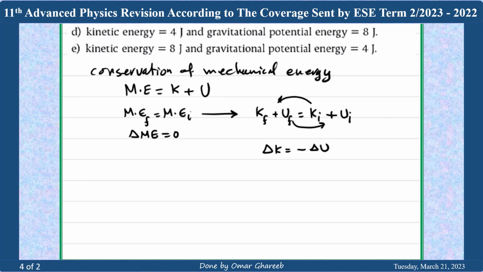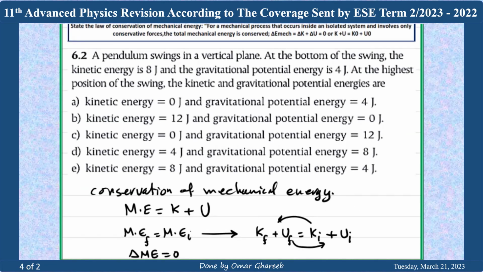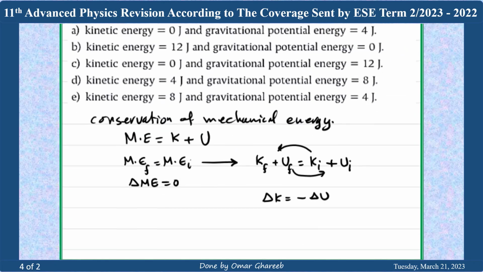Now, let's go back to this question. A pendulum swings in a vertical plane. At the bottom of the swing, the kinetic energy is 8 and the gravitational potential energy is 4 joule. At the lowest point, don't forget that, the kinetic energy is 8 and the potential energy is 4. At the highest position of the swing, the kinetic energy and the gravitational potential energy are what?